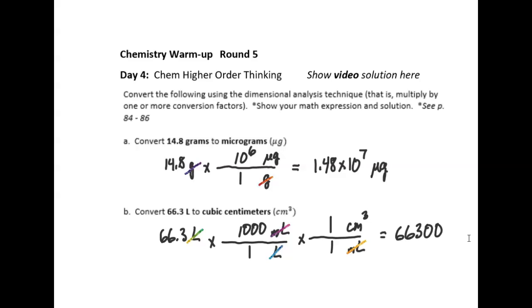66,300. Next, we want to make sure that we have the right number of significant figures. In our calculation, the first measurement has 3 significant figures, the 6, 6, and 3. And our final answer also has 3 significant figures, because zeros on the end of a number are not called significant. Don't forget to include the label centimeters cubed.